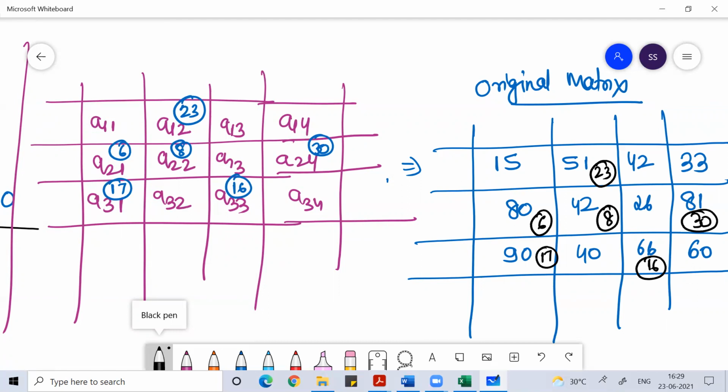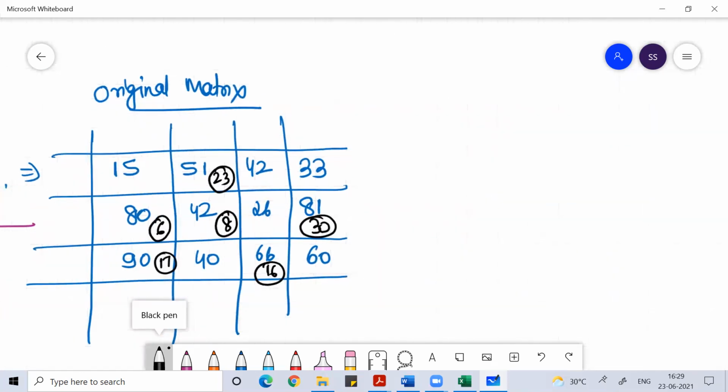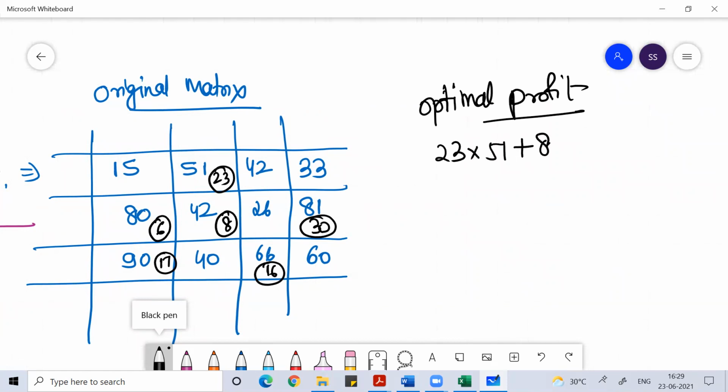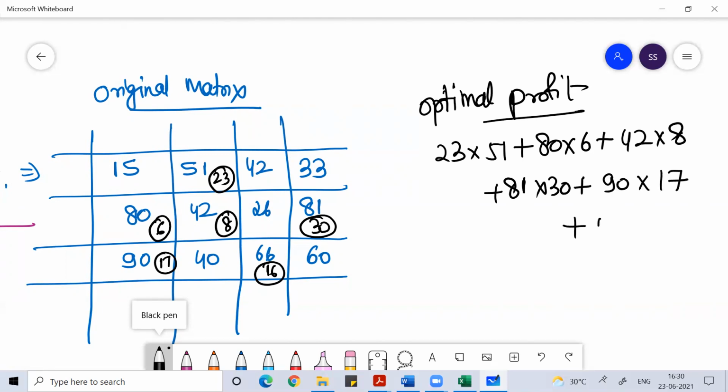Clear, everyone? My objective was to maximize my profit. So the optimal profit you wanted to determine would be 23 into 51 plus 80 into 6 plus 42 into 8 plus 81 into 30 plus 90 into 17 plus 16 into 66. That is my profit, guys. I'll use a calculator and find these values.